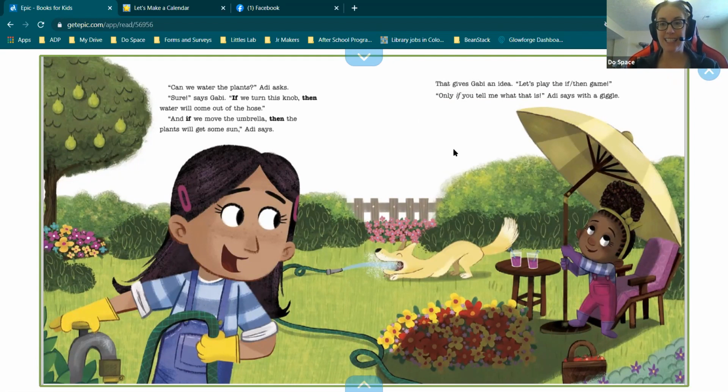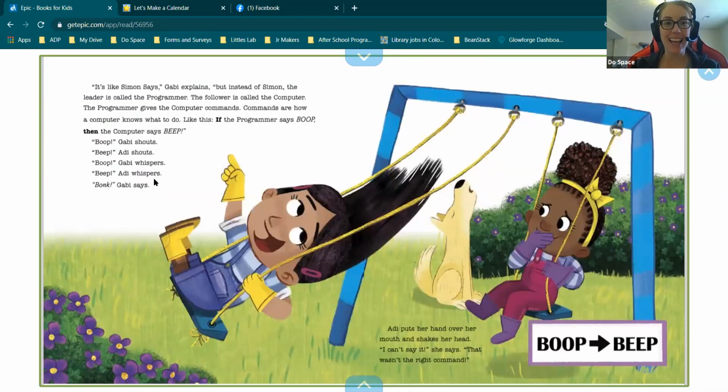That gives Addie an idea. "Let's play an if-then game." "Only if you tell me what it is," says Addie, giggling. "Okay, so it's like Simon Says," Gabby explains. "But instead of Simon, the leader is called a programmer." Does this sound familiar? "And the follower is called a computer."